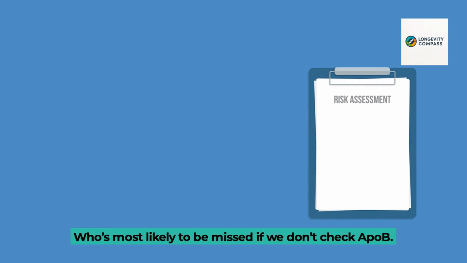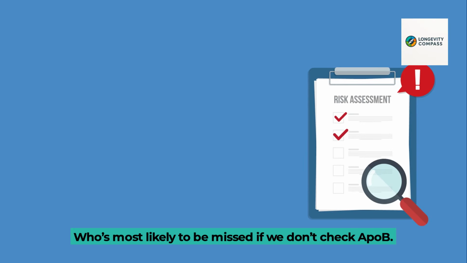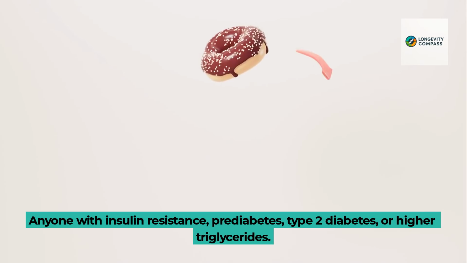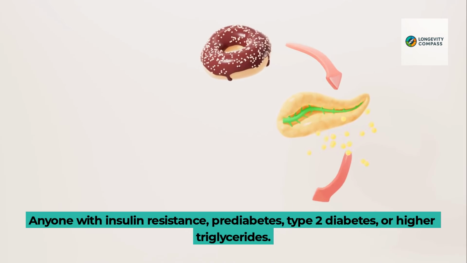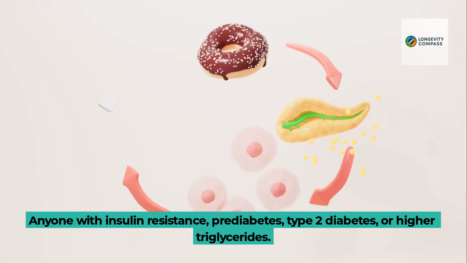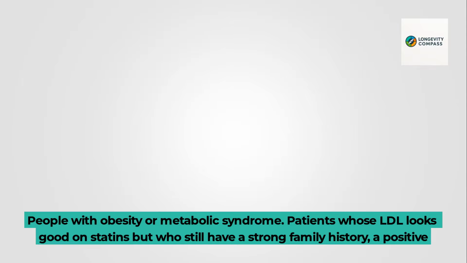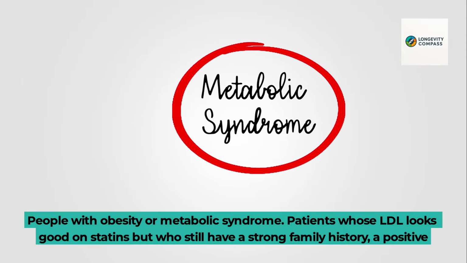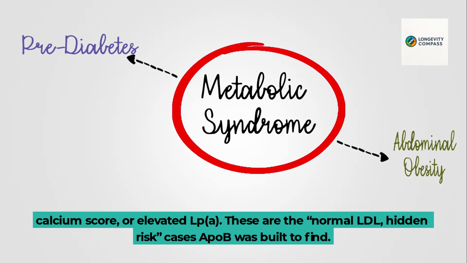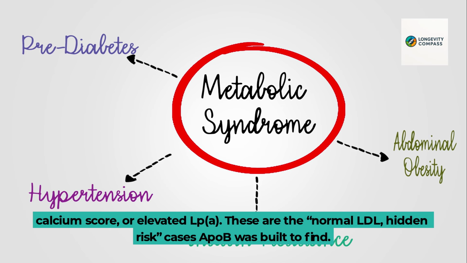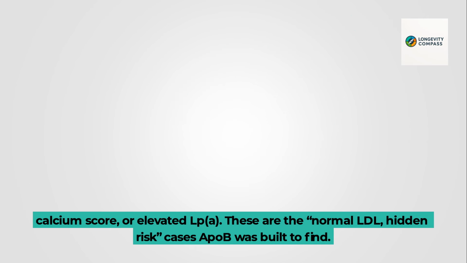Who's most likely to be missed if we don't check ApoB? Anyone with insulin resistance, prediabetes, type 2 diabetes, or higher triglycerides. People with obesity or metabolic syndrome. Patients whose LDL looks good on statins but who still have a strong family history, a positive calcium score, or elevated Lp(a). These are the normal LDL, hidden risk cases ApoB was built to find.